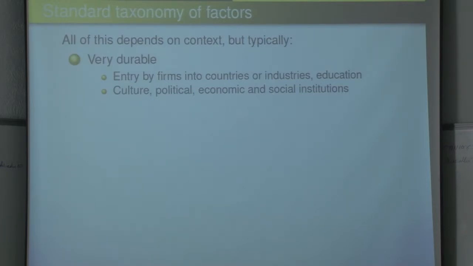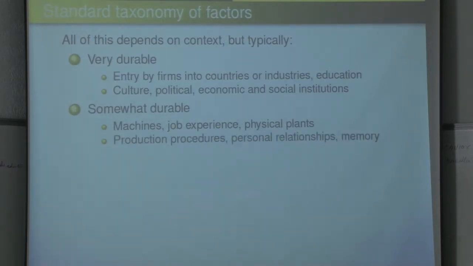Political, economic, and social institutions. There's been a lot of work by James Robinson, I don't know if any of you have attended his classes, about how long social and economic institutions last. Now, less durable things are machines, job experience, that's something you tend to forget pretty quickly. Physical plants last a while, but they can be renewed more quickly than culture can, for example. Production procedures is another thing like that. Personal relationships last a while, but again, they decay more quickly maybe than culture or religion does.